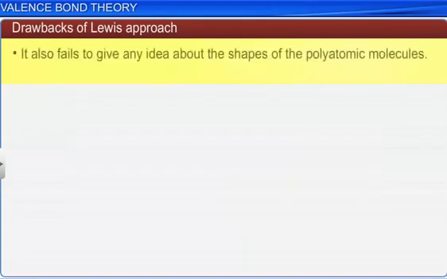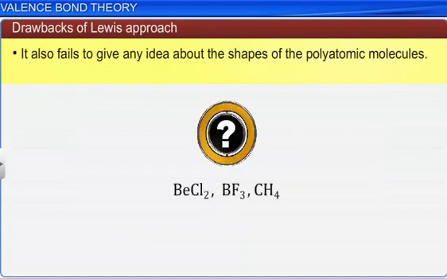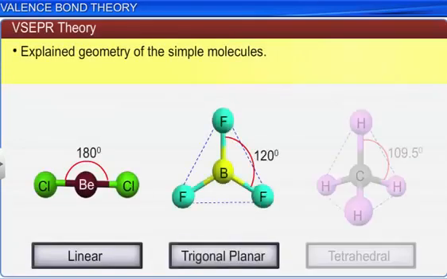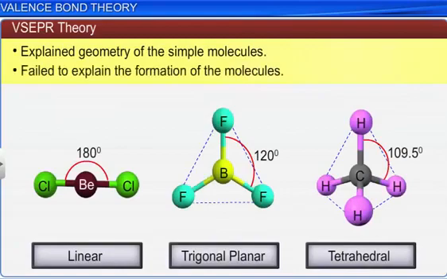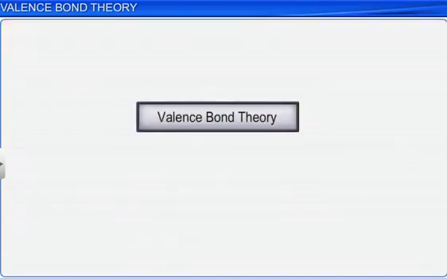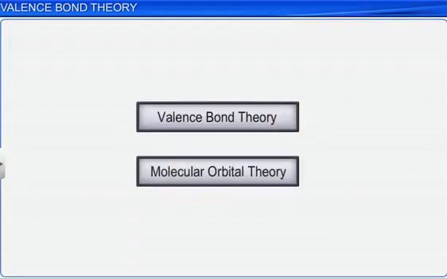It also fails to give any idea about the shapes of the polyatomic molecules. The VSEPR theory, on the other hand, gives the geometry of the simple molecules but fails to explain their formation. To overcome these limitations, the valence bond theory and the molecular orbital theory, which are based on quantum mechanics, are introduced.